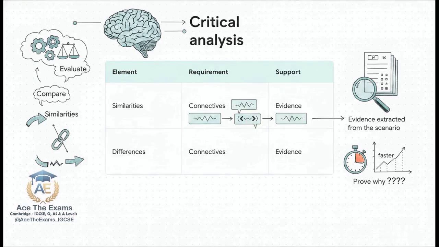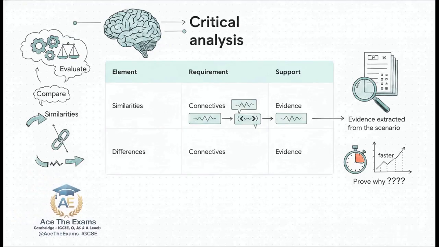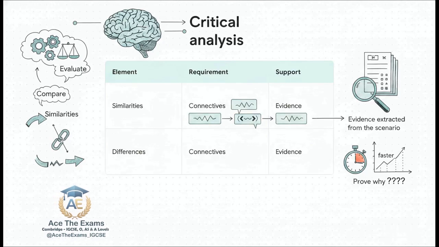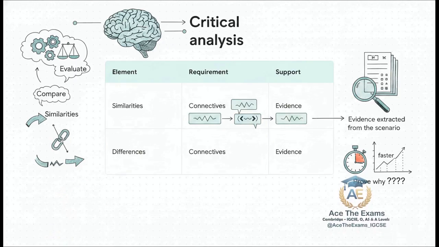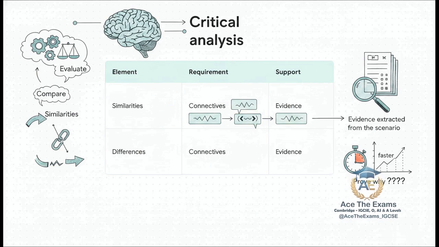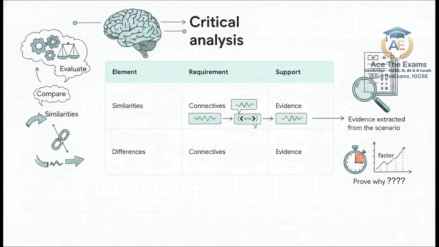When a Cambridge command word specifically asks you to compare or evaluate, you cannot just write two completely separate isolated paragraphs about two different things and hope the examiner connects the dots. Critical analysis actually requires identifying both similarities and differences in a connected way. Look at the table here. You must use comparative connectives. I'm talking about words like whereas, similarly, or in contrast. And most importantly, every single comparison you make must be supported by hard evidence extracted directly from the scenario.